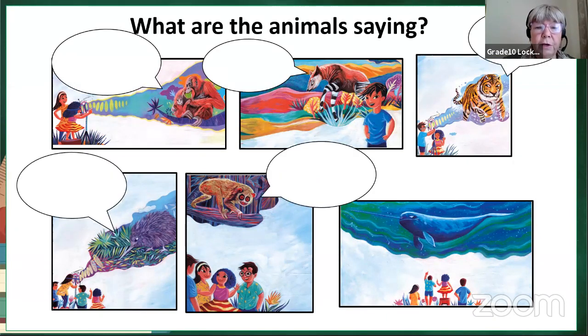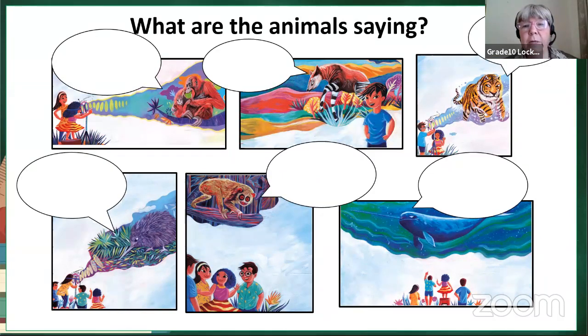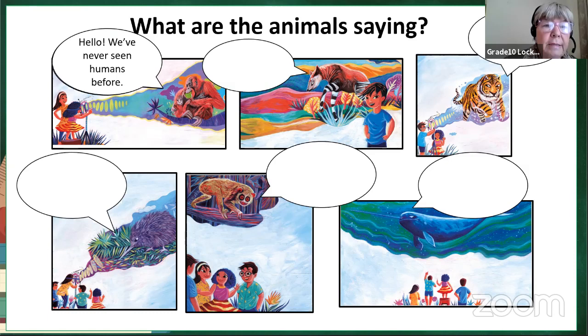Because animals have got their own language, haven't they? We just can't understand it. What do you think that they were saying? For example, the orangutan might have said, "Hello, we've never seen humans before." What do you think the other animals were saying? Maybe write down just one of them, and then you can finish that for homework. What do you think that the animals were saying?